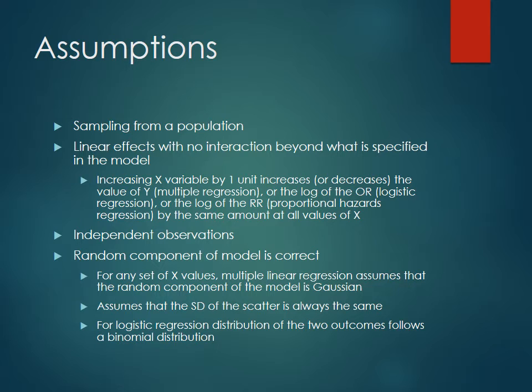And again, if you're looking at linear regression, you're assuming that the distribution of the data is normal. You're looking at Gaussian distributions, and hopefully the standard deviation or the scatter is going to be the same throughout the range of data. So those are the assumptions you're making when you're performing these.